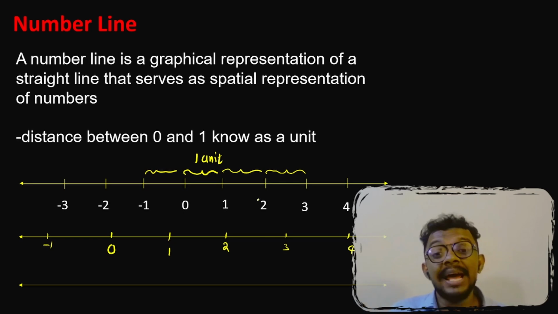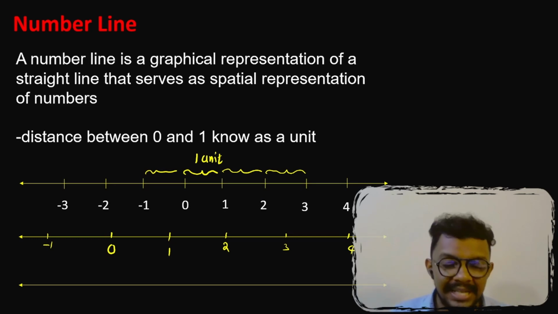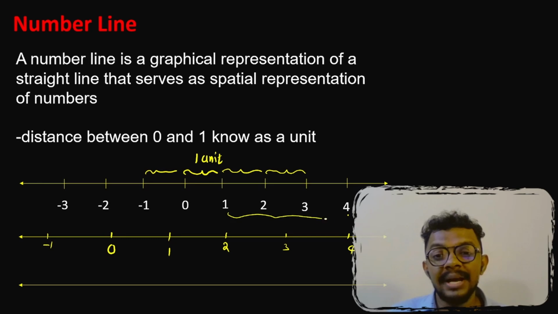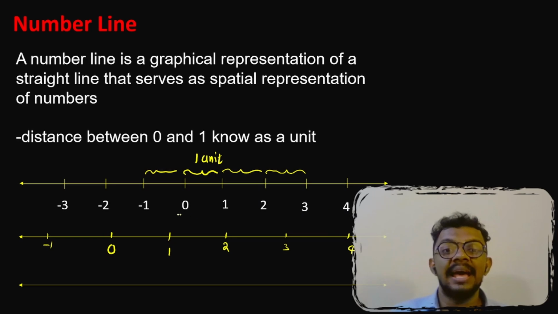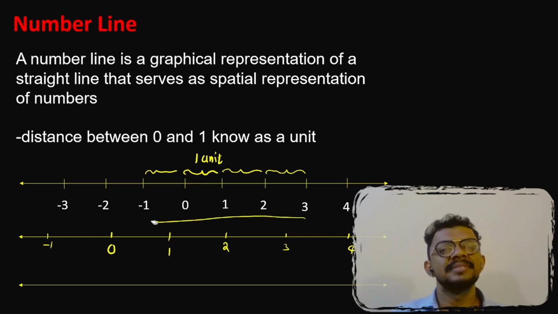Third, as it moves rightward, the numbers increase. As it moves leftward, the numbers decrease. 1 is here, 4 is here. Look, 1 and 4: as it moves rightward, the numbers increased. I'm considering 3 and minus 1. As it moves leftward, the numbers decrease.